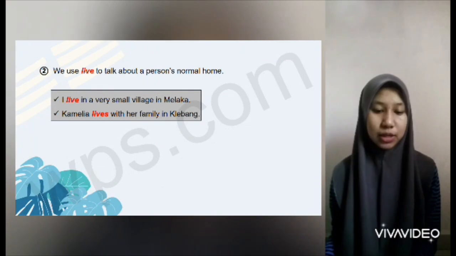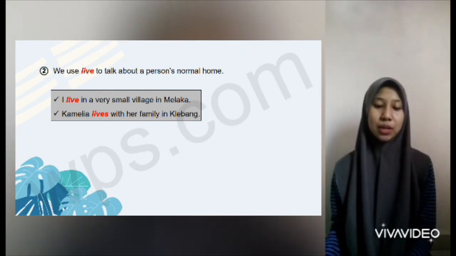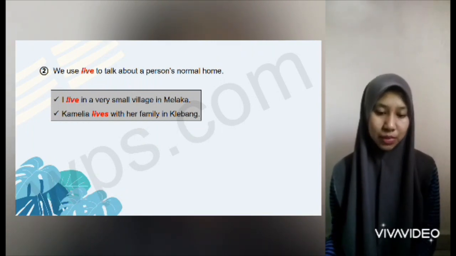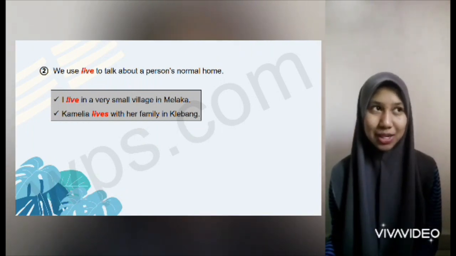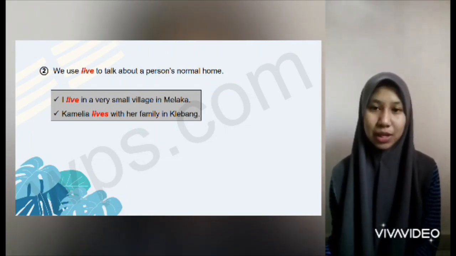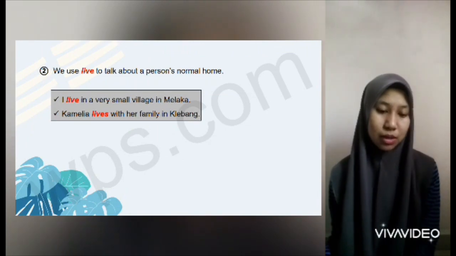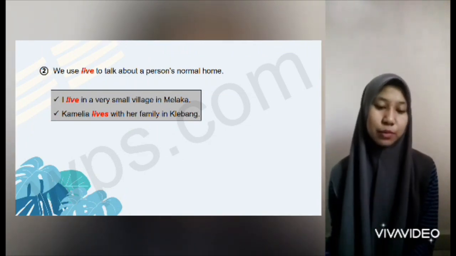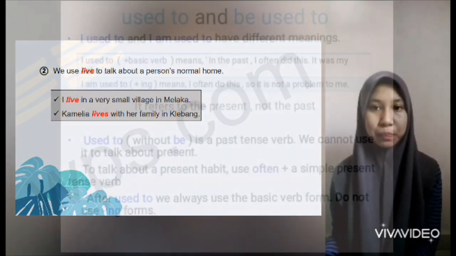For example, I live in a very small village in Malacca, meaning that his house is in Malacca, and he obviously lives in Malacca. And the next one, Camelia lives with her family in Klebang.